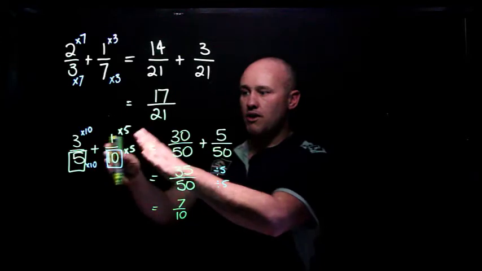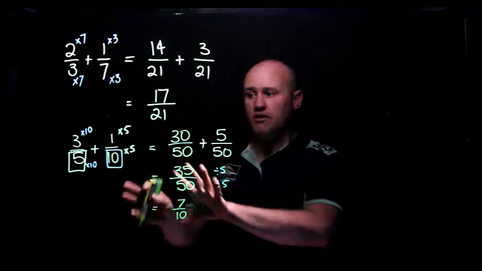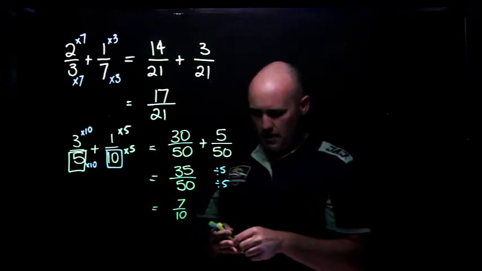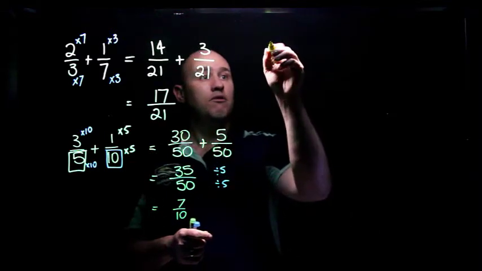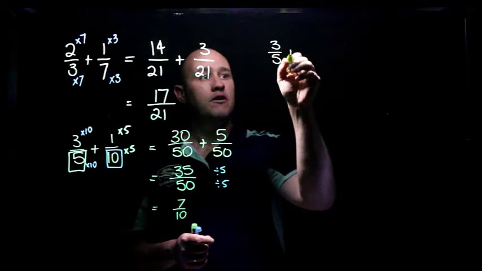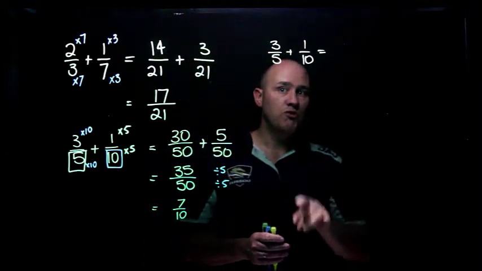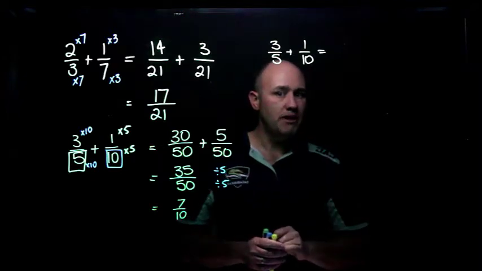Now, there is another way you could do this. This is the procedural way. This will work every time, and you can do this every single time, that's fine. But another way to think about it would be 3/5 plus 1/10. I'm looking for the lowest common multiple. I don't want to go all the way out to 50 because I can see a better number.